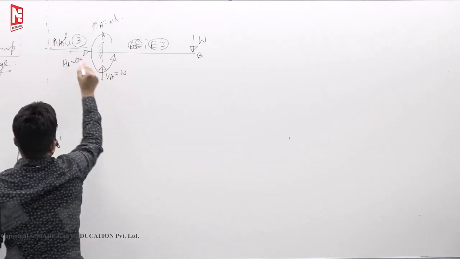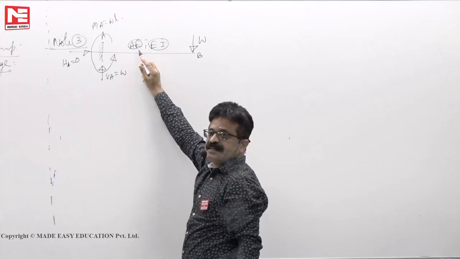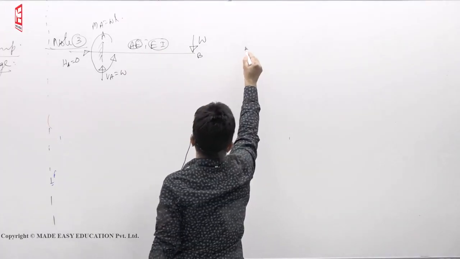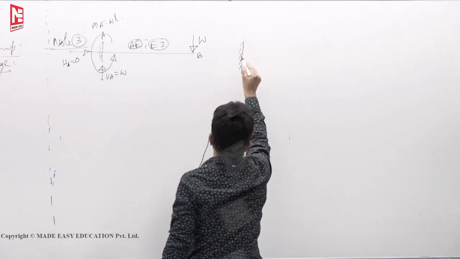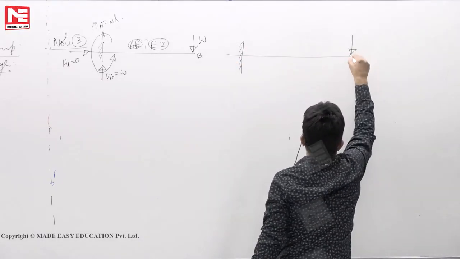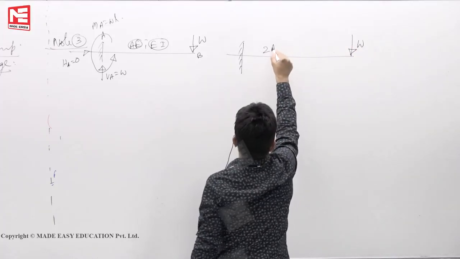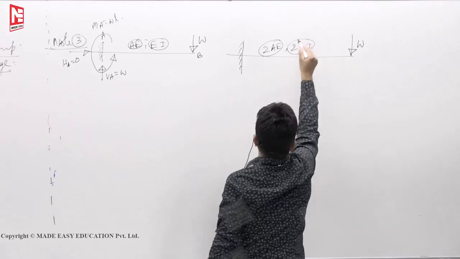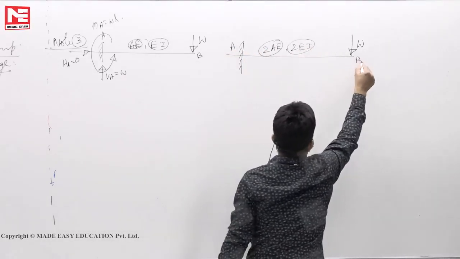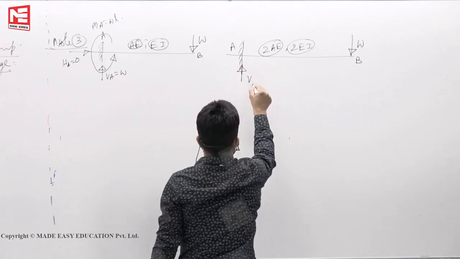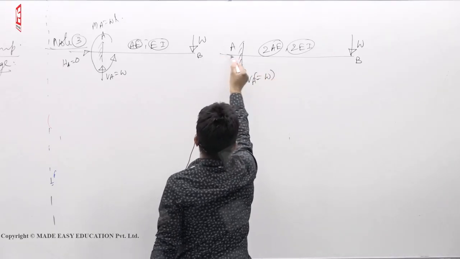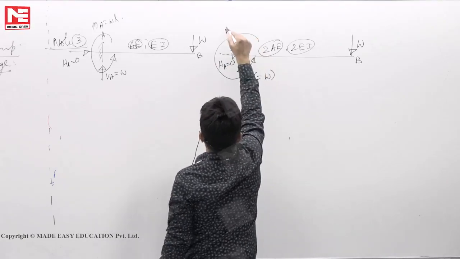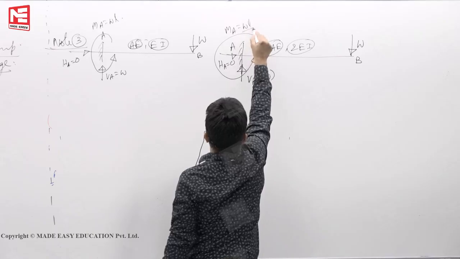Supposing that I double the cross-sectional area, I also double the flexural rigidity. Let us see what happens. Now this beam has axial rigidity 2AE, flexural rigidity say 2EI. Then what are the support reactions? VA again W only, HA is 0 only, and MA is equal to W into L only.